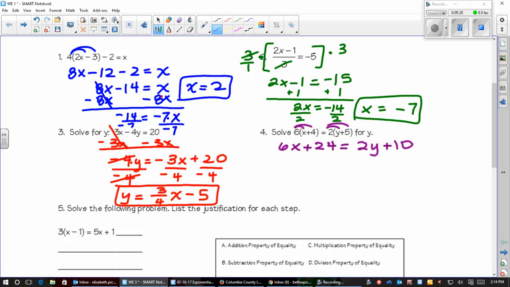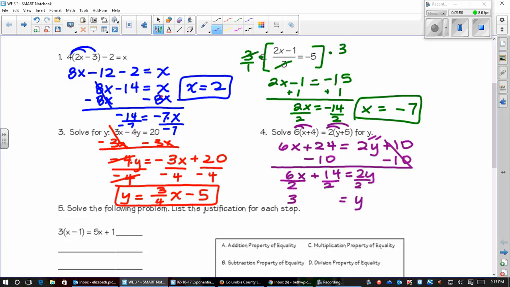I'm solving for the variable y again, so I want y by itself. So I'm going to subtract this 10 over. Get rid of plus 10 by subtracting 10 using the subtraction property of equality. So I'll have 6x plus 14 equals 2y. And then finally, to get y by itself, I'm going to divide by 2. And again, the easiest way to divide one side by 2 when there's more than one term is just to divide each term by 2. So I'll have y equals 6x divided by 2 is 3x, 14 divided by 2 is 7. So I have solved for y because I have isolated y on one side by itself.